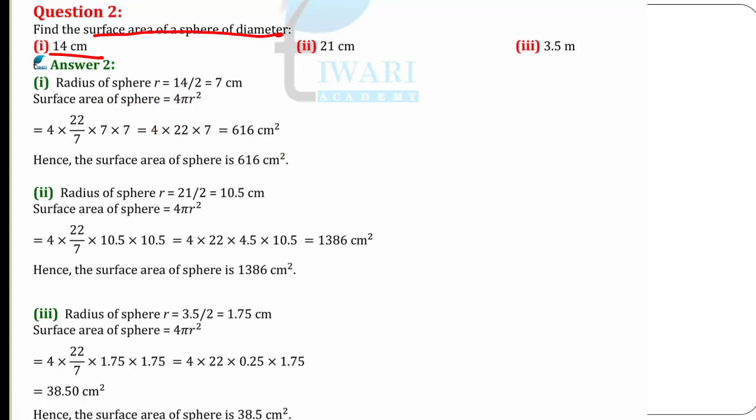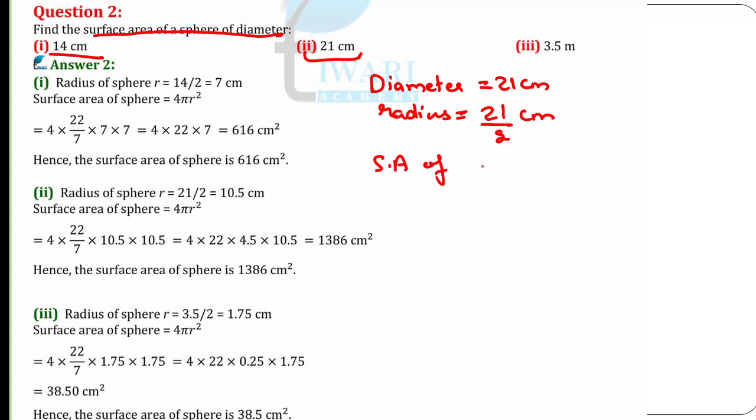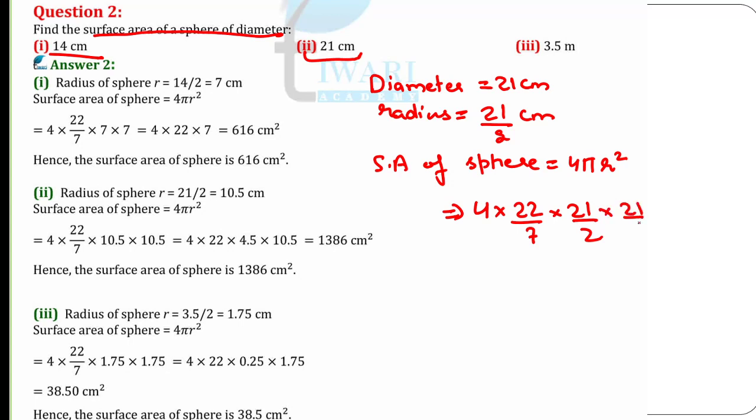In the next part the value of diameter is given, that is 21 centimeter. So the radius will become 21 divided by 2 centimeter. We know that the surface area of a sphere is 4 pi r square. On putting the values we will obtain 4 into pi, which is 22/7, and the value of radius is 21 upon 2 into 21 upon 2.